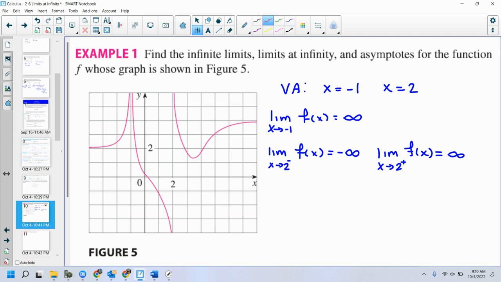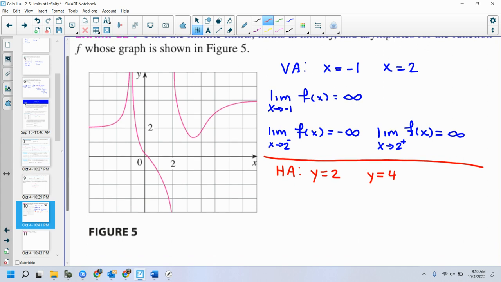Okay, I'm going to change colors because now we're switching gears. Now we're going to say, what are the limits at infinity? Okay, now that goes right into the horizontal asymptotes. Where are the horizontal asymptotes? I see two horizontal asymptotes, one at y equals 2 and one at y equals 4. Okay, how do we make those statements then? Well, is it on the left side or the right side where it goes to 2? On the left side, right?